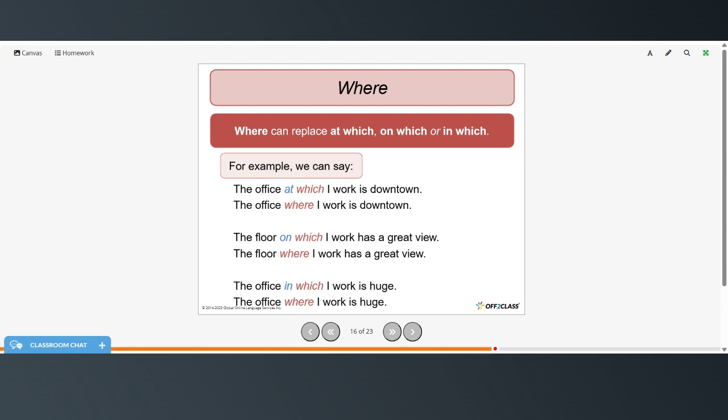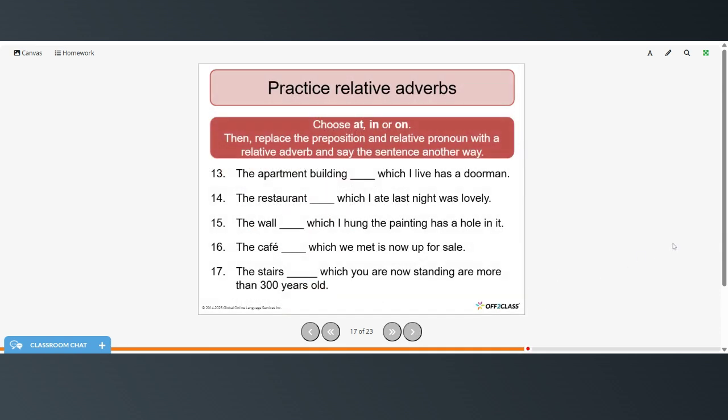So all of these are correct, but you can notice that the at which, on which, in which does sound a lot more formal than just saying where. Now you're going to choose at, in, or on, and then replace the preposition and relative pronoun with a relative adverb and say the sentence in a different way. Again, you can pause the video, try these on your own, and then restart when you're ready to check your answers.